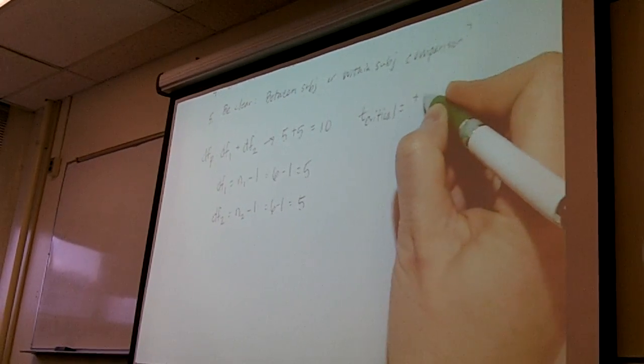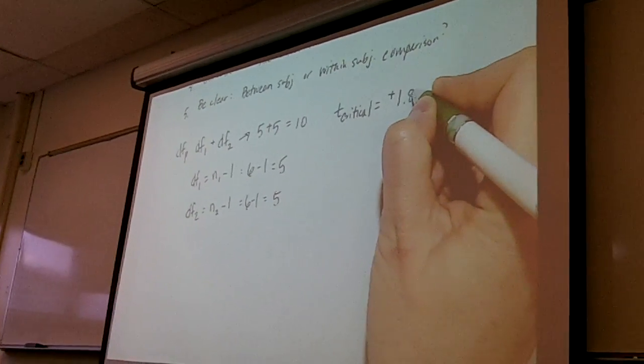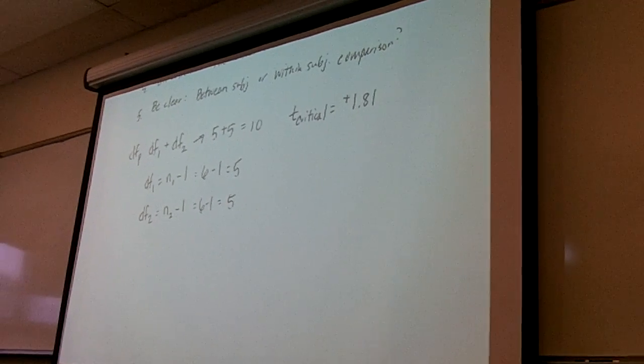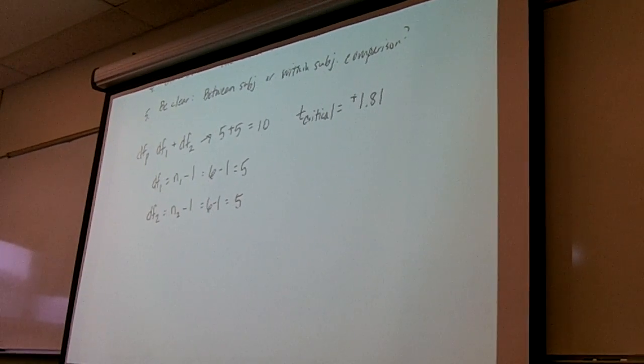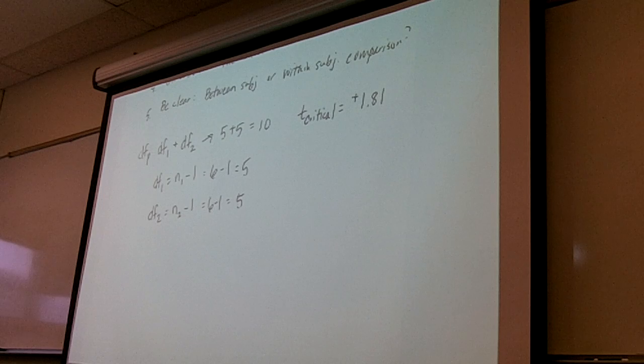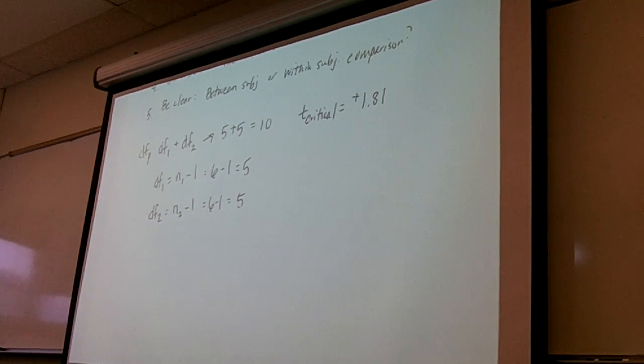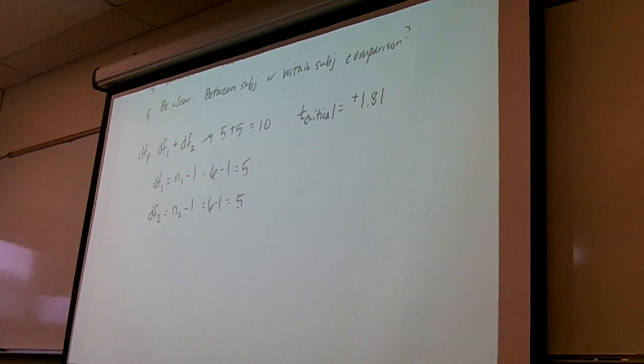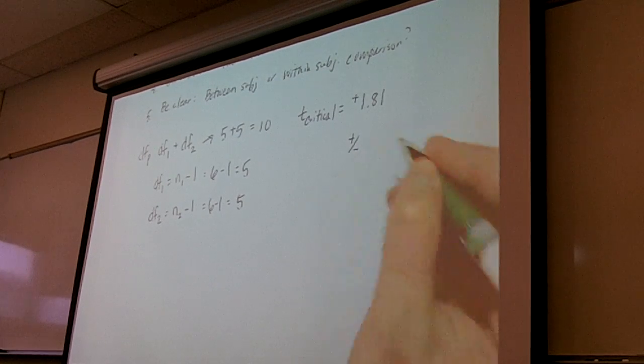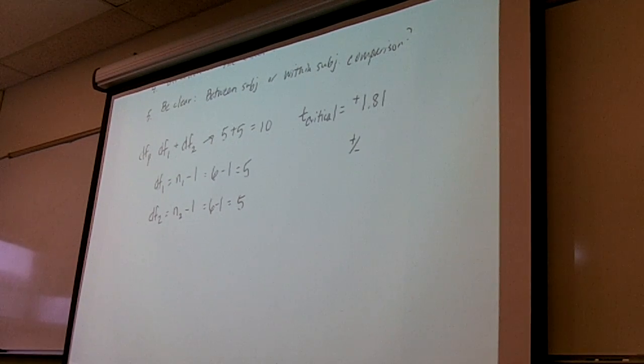is positive 1.81. And the reason I say positive, the reason I'm marking it, is because this is a one-tail test, and I'm indicating by putting that plus in front of it that I'm expecting the observed value to be in the positive tail. If I were doing a two-tail test, the critical value would have plus minus in front of it, indicating that it could be on either side.